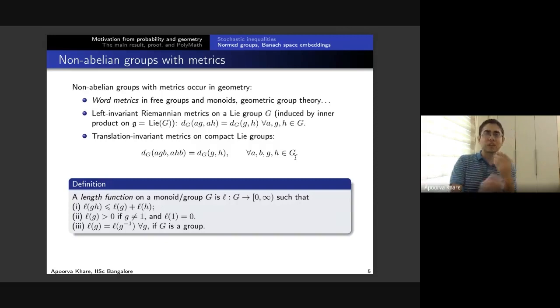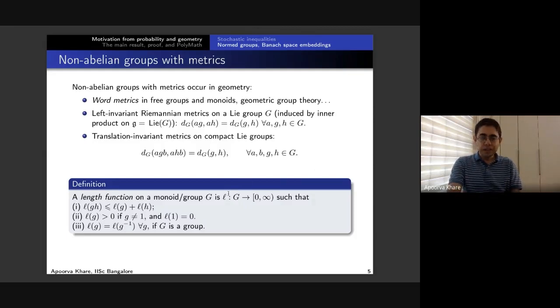I just want to give you the commonly used terms, right? In geometric group theory, we call it a length function on a monoid or a group. A monoid is just something where you don't have inverses, but you do have the identity. So a length function is a map from G to [0, infinity) such that the length is subadditive. This should remind you of the triangle inequality.